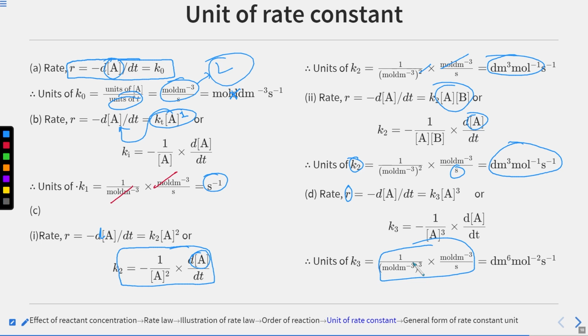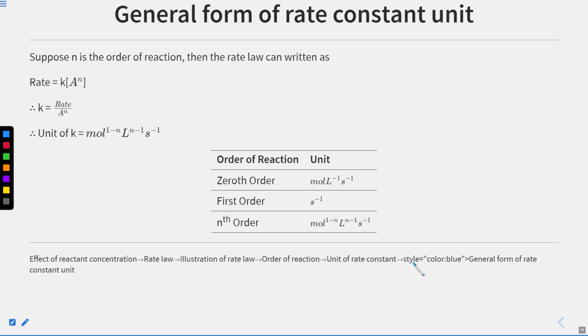Let us try to generalize this thing. Suppose we have an n order reaction. Then what would be the rate law? It would be rate equals k A to the power n. This n should be outside; it is written inside, sorry for that. So this n would be outside. Now k equals rate by A to the power n.